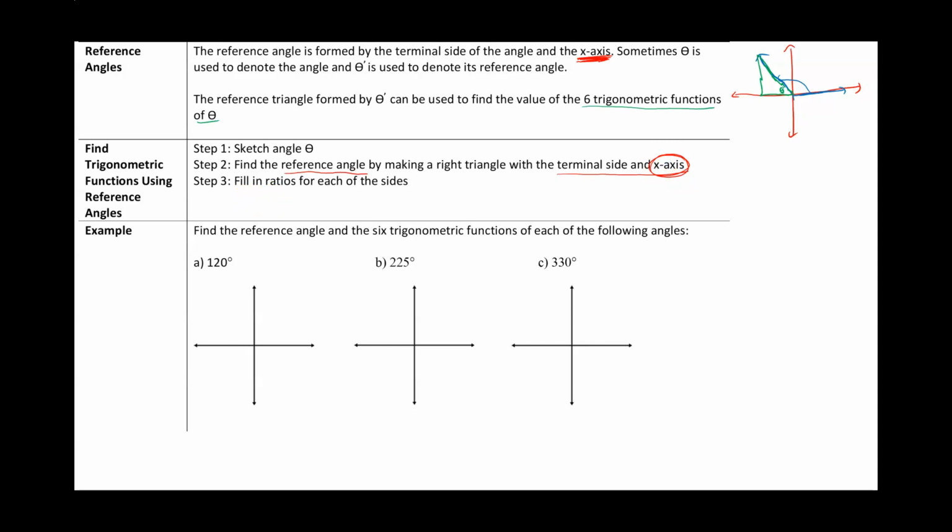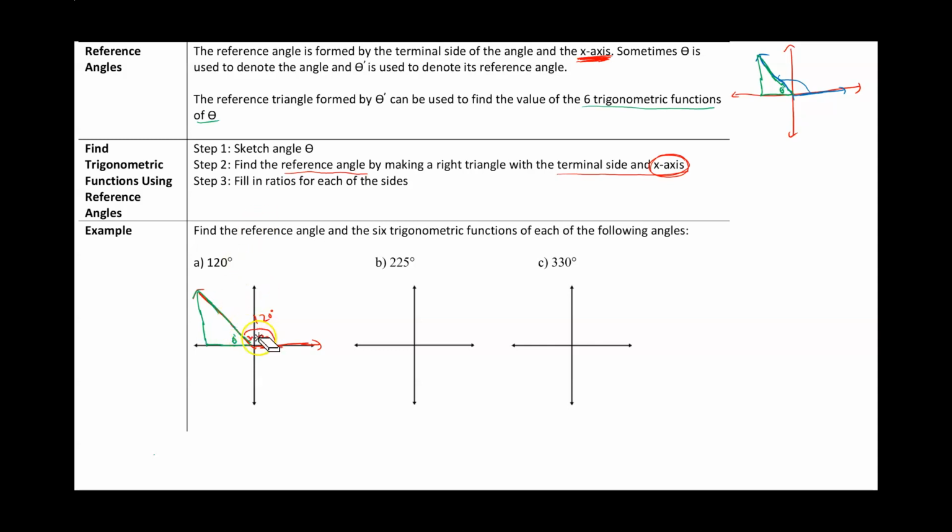For example, let's take 120 degrees. So for 120 degrees, we're going to sketch the angle. So this is your initial side, and 120 is going to be 90 plus 30. Okay, this is going to be 120 degrees. A reference angle is going to be the angle that's made with the terminal side and the x-axis. Don't forget that. It always goes to the x-axis. So this is going to be our reference angle theta prime.